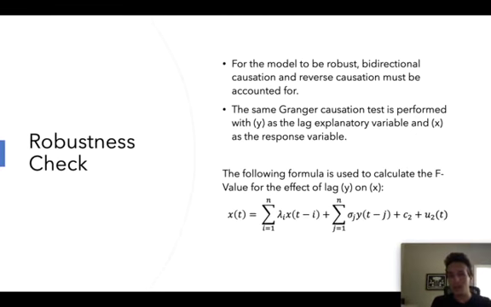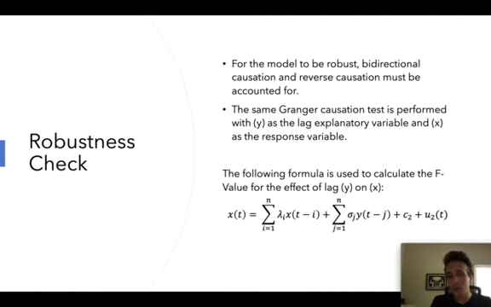Next, we're going to talk a bit about the robustness check. So for the model to be robust, bidirectional causation and reverse causation, two of the most common forms of error, must first be accounted for. The same Granger causation test is performed, except this time with Y being the lag explanatory variable and X being the response variable. And the goal here is to decide that this value is not statistically significant. Otherwise, we have this bidirectional causation, which is going to yield an insignificant result, and we can't prove Granger causation.